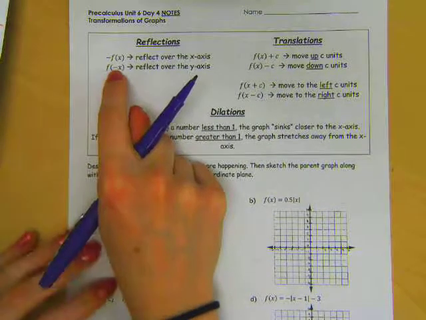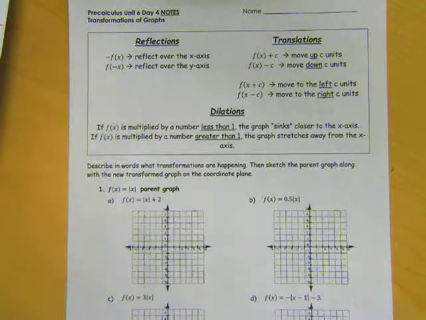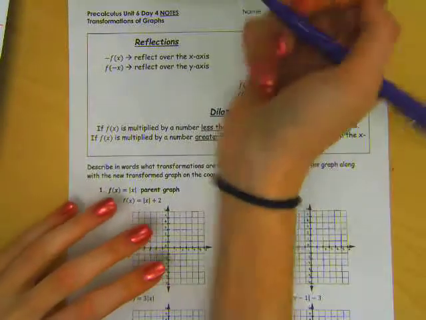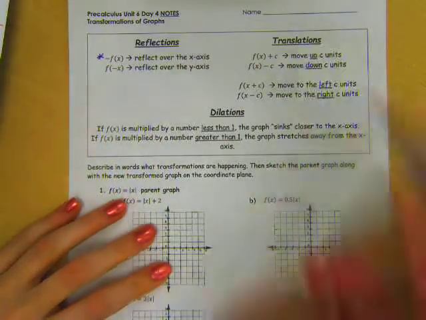A negative inside of the function, so within the input, is a reflection over the y-axis. You're not going to worry about that. It's just put on the paper just so you're familiar and you're aware that it does exist. But again, this is the one that we'll be seeing this year.